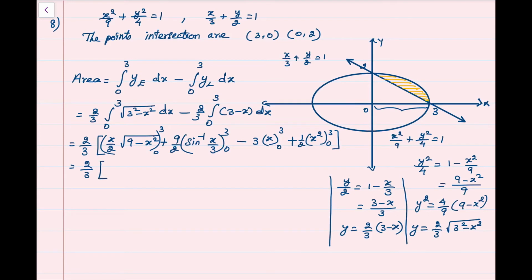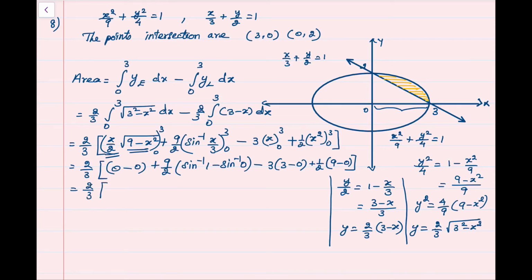2 by 3 times upper limit will become 0, lower limit is also 0, plus 9 by 2 times sine inverse of 1 minus sine inverse of 0, minus 3 times 3 minus 0 plus half into 3 square, 9 minus 0. 2 by 3 times 9 by 2 times sine inverse of 1 is pi by 2, sine inverse of 0 is 0, minus 9 plus 9 divided by 2.